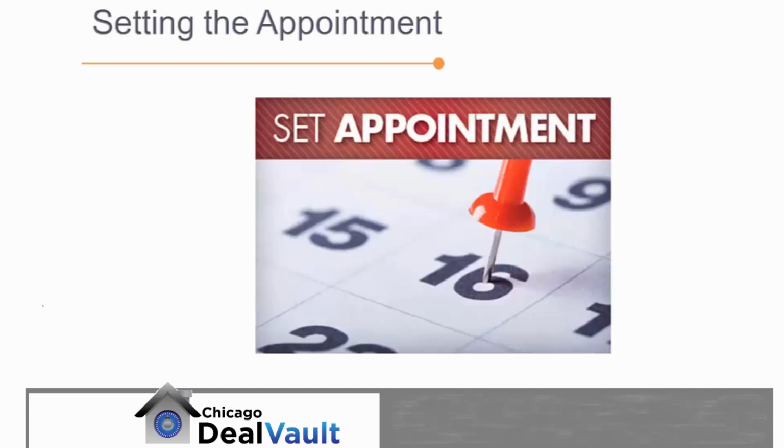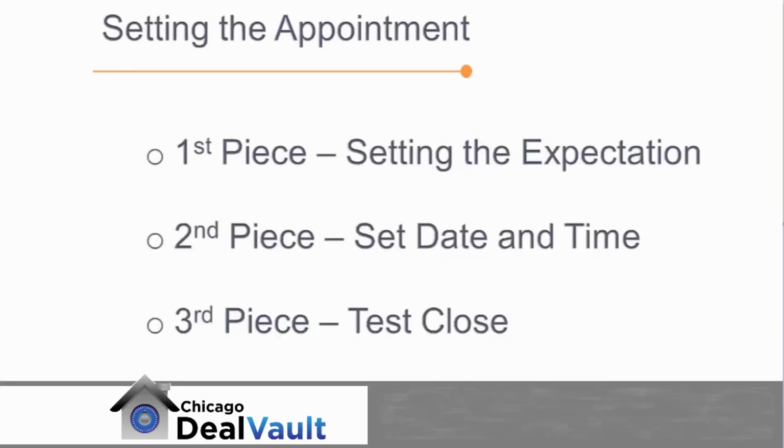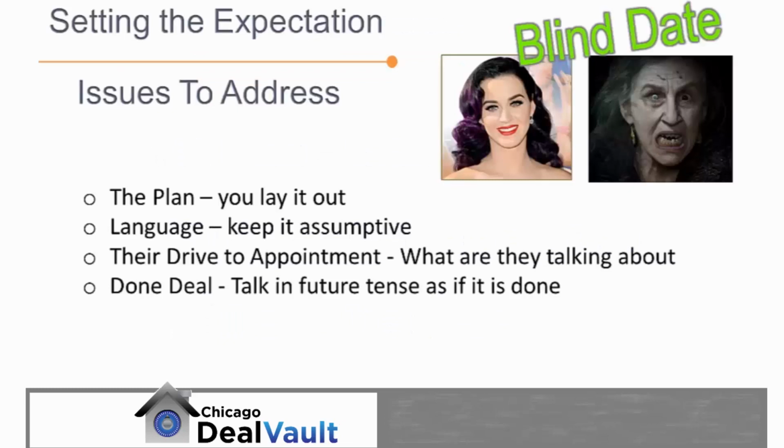All right, so now we're going to go ahead and talk about setting the appointments. The first three pieces that we're going to be talking about here are setting expectations, setting date and time, and test close. All right, so let's go ahead and get into setting expectations.